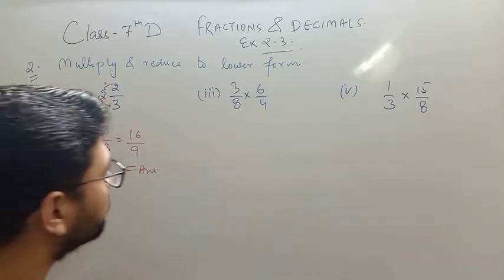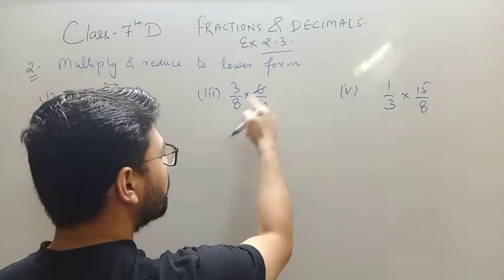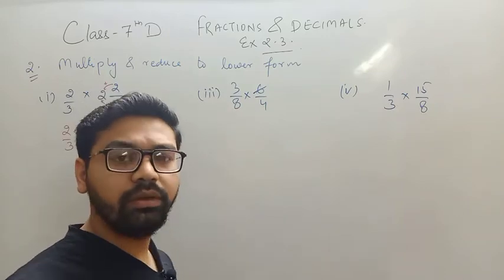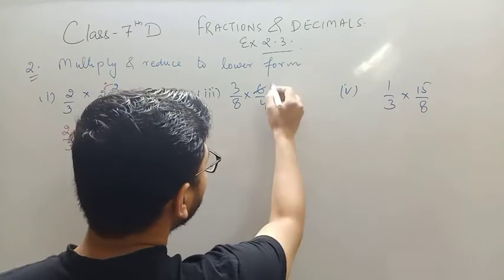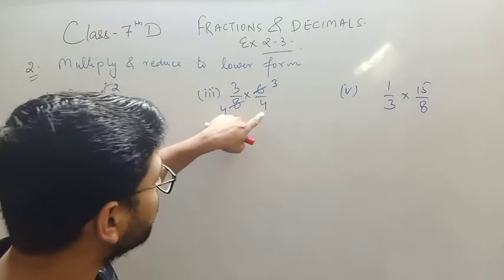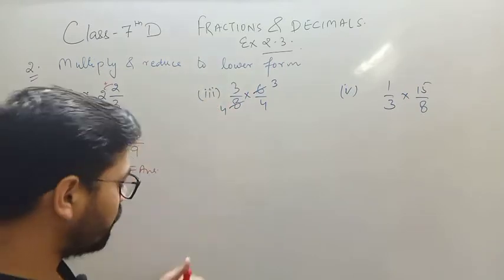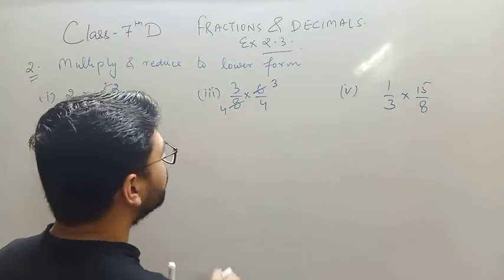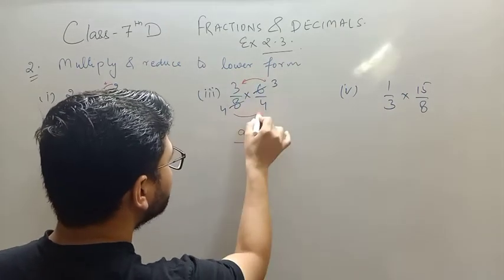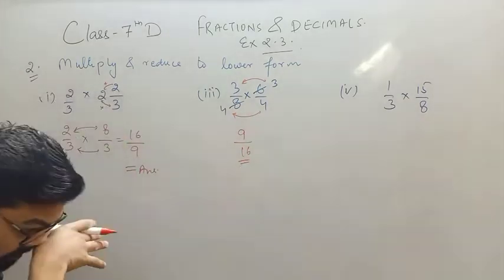Now in this question, you can cancel out 6 and 8, right? Because both are multiples of 2. So 2 3s are 6 and 2 4s are 8. But now you cannot cancel out 4 by 3 and you cannot cancel out 3 by 4, right? So here you have only one option. You need to multiply these two numerators, 3 3s are 9, and these two denominators, 4 4s are 16. So this is your answer.